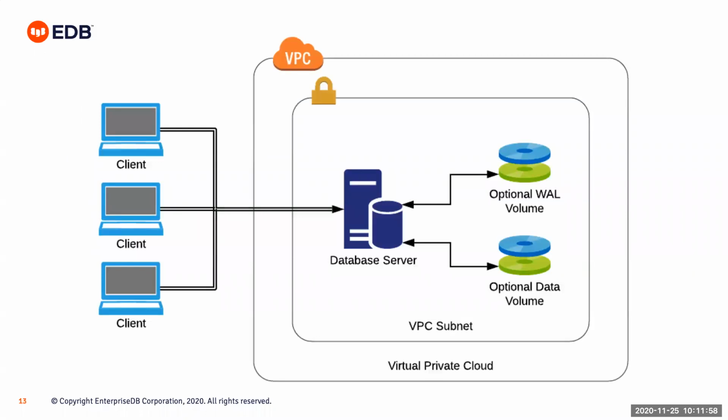And it looks like this, right? One database server with clients connecting directly to the database server. You may have directly attached volumes, or volumes attached in some other way here, and you may have it separated into WAL volumes and data volumes. It depends on the load on the server. So, a very simple deployment.